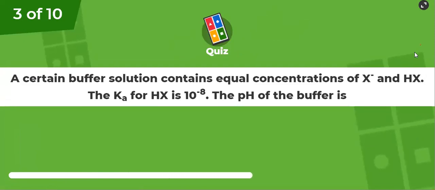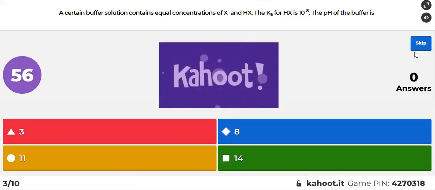A certain buffer solution contains equal concentration of X minus and HX. The Ka for the solution is given. What is the pH? Very easy question, you should answer within seconds. If you revise the concept. 15 seconds left everyone. Guys, this is an easy problem. You should not take that much time.